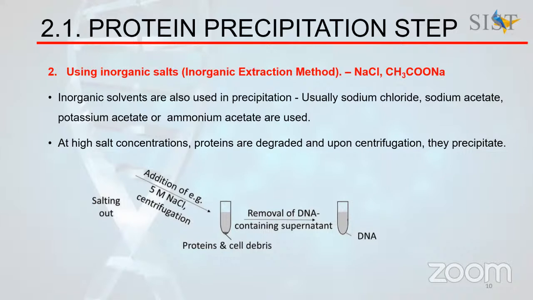In order to do that, we can use the inorganic solvent method for the precipitation of DNA, like the addition of sodium chloride, sodium acetate or potassium acetate. Because of the addition of this salt, the remaining proteins, if there is anything left, will also be degraded and only the DNA will be separated.